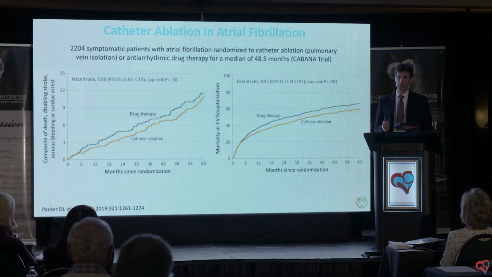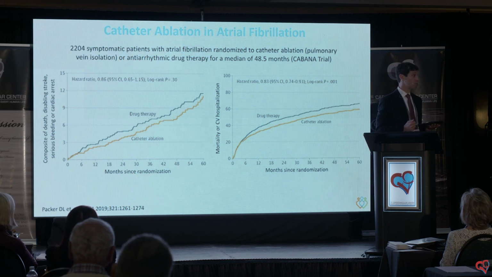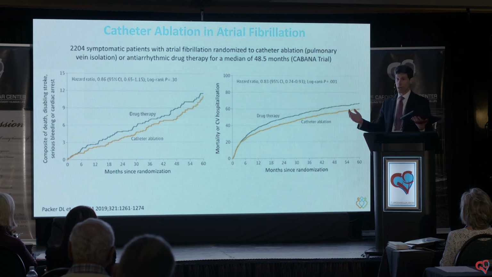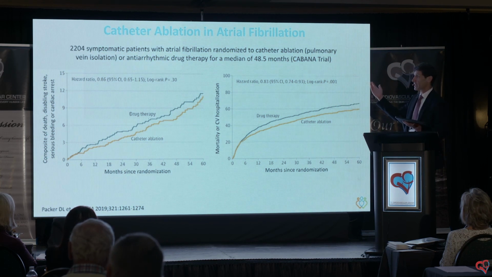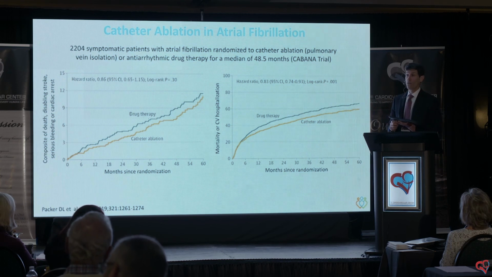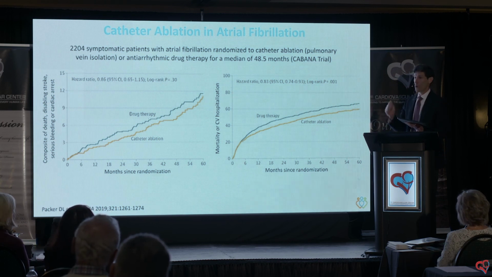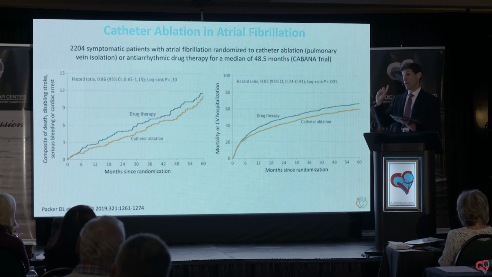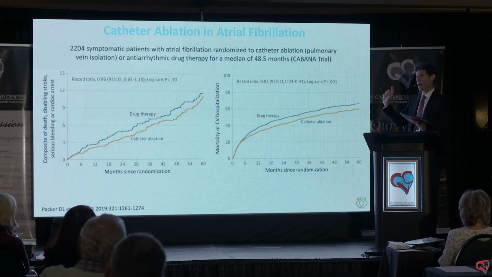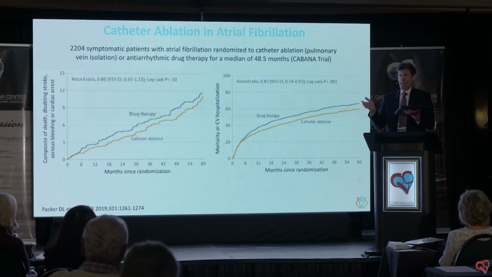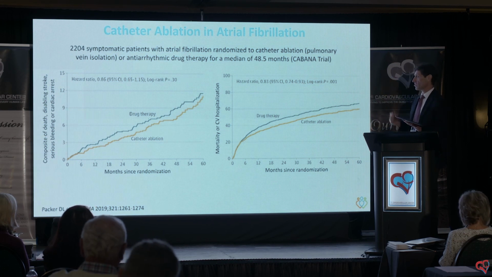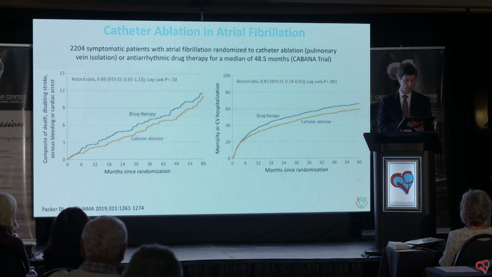Two key trials I just want to leave you with. This is one where your taxpayer dollars went to work. This was the CABANA trial. This was funded, published in 2019, and this was going to be the pivotal trial. 2,200 patients, AFib, randomized to catheter ablation, pulmonary vein isolation, like we described, or antiarrhythmic drug therapy for, in this case, more than 4 years. And unfortunately, they missed for their primary efficacy endpoint. On the left-hand side, you can see that composite endpoint. Interestingly, a secondary endpoint, not the primary endpoint, mortality or cardiovascular hospitalization, one of the key endpoints we look at in heart failure, was statistically reduced, almost a 20% relative risk reduction.